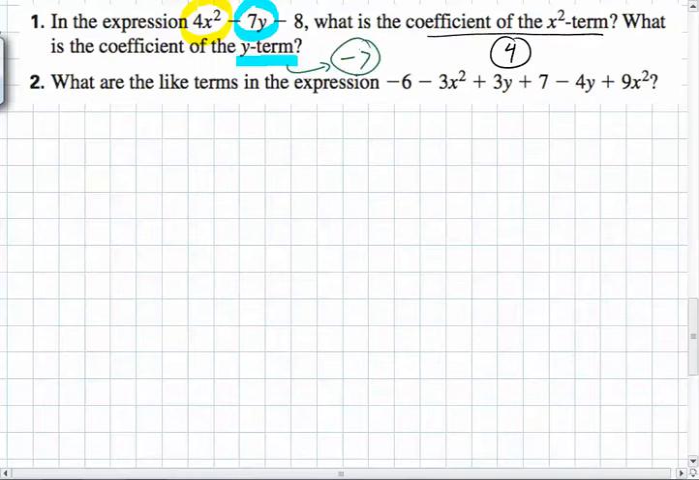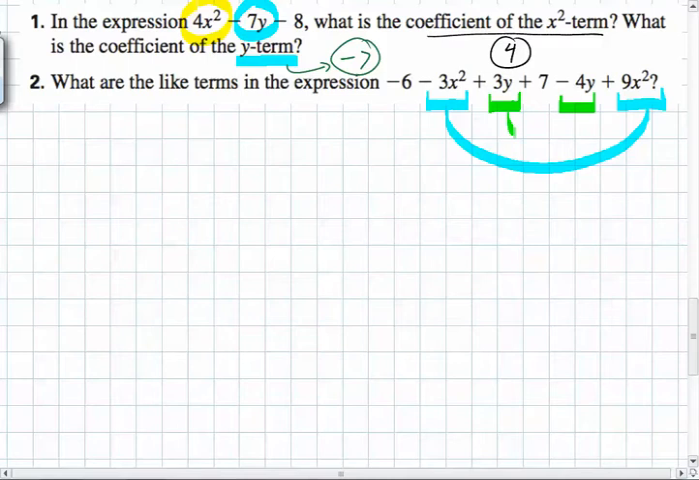Second, what are the like terms in the expression -6 minus 3x squared plus 3y plus 7 minus 4y plus 9x squared? So you look for terms that have the same variable raised to the same power. In this case, I see a -3x squared and a 9x squared. These would be like terms. And also, I see a 3y and a -4y. Those would be like terms. You can also technically say that constants are all like terms, so you've got -6 and 7 right there. So those are your like term pairings. Those terms can be combined.